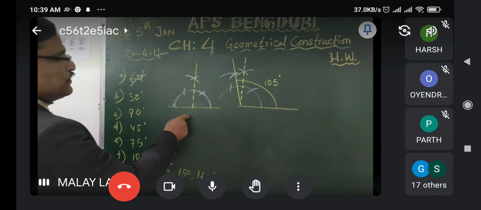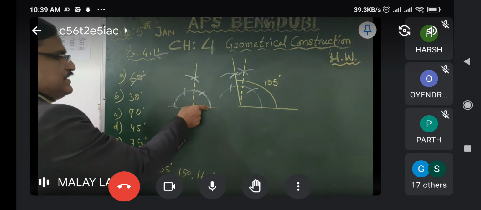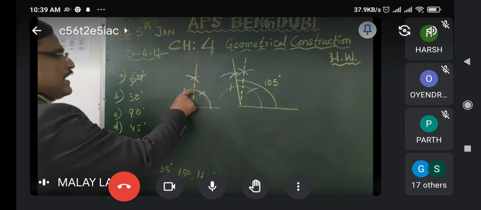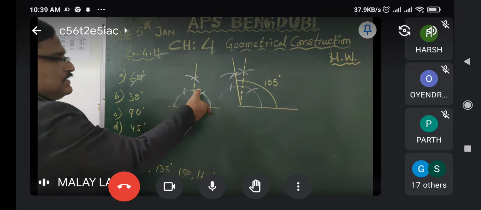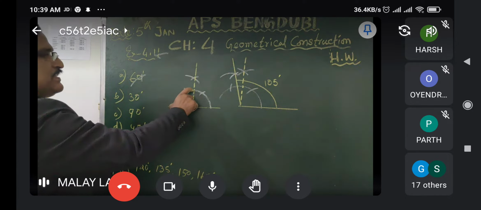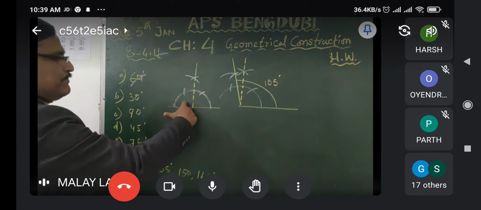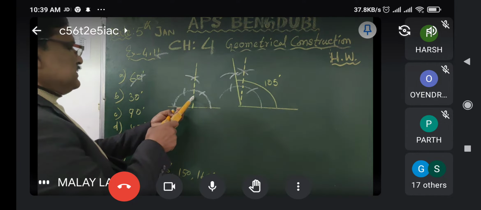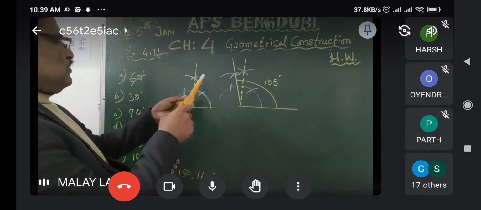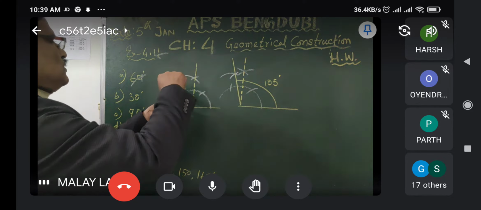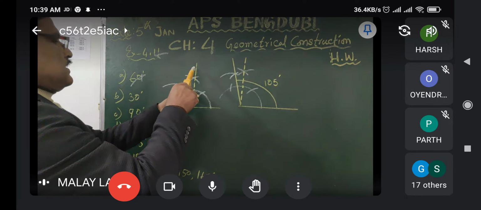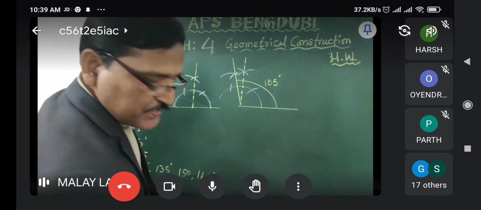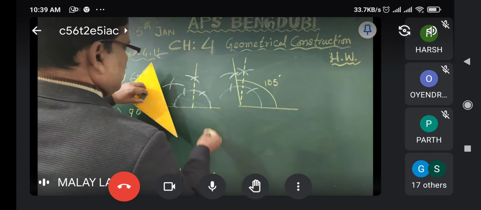Okay. Now what to do? I will complete this 90 plus half of the 90. So that means this 90 I have to make half. This is 90 plus half of this 90. So if I divide it into two parts, this 90 I have to make half. Place it here. Take a little more radius. Draw an arc here and cut the arc. Okay? So join it.